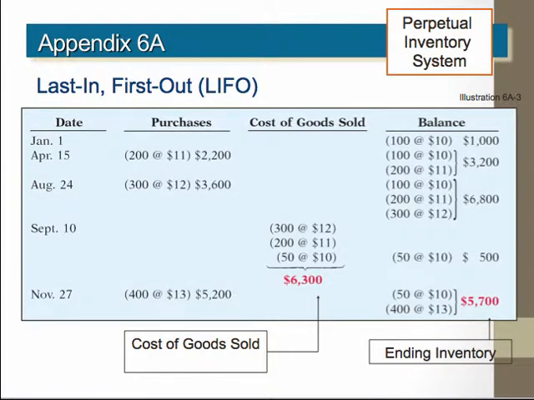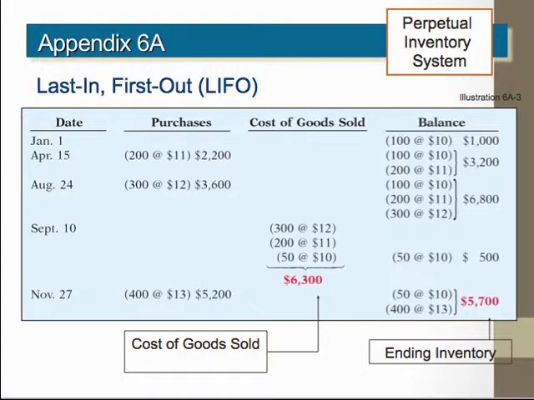If we do LIFO, we do the same method, but if you look at the September 10th transaction, look what happens when we have the 550 items. Now we cost it out at the 300 items at $12, 200 items at $11, and 50 items at $10. That would give us $6,300 in cost of goods sold and $500 remaining in inventory.